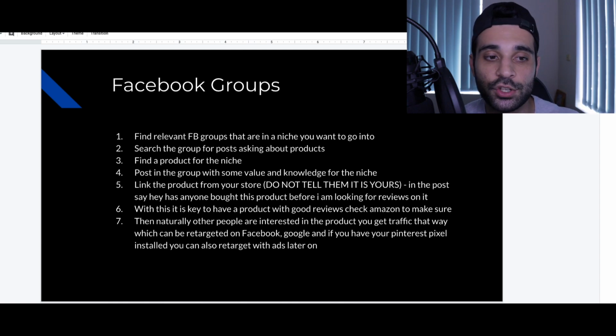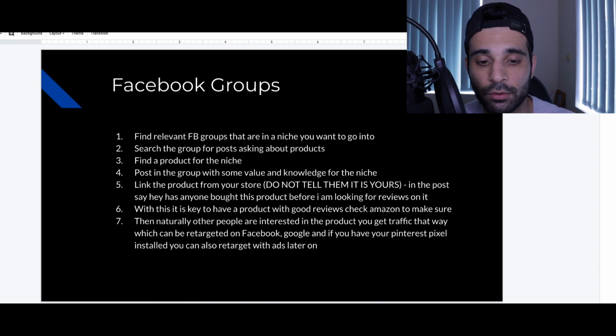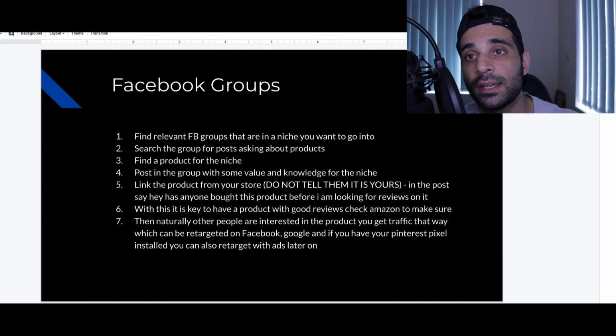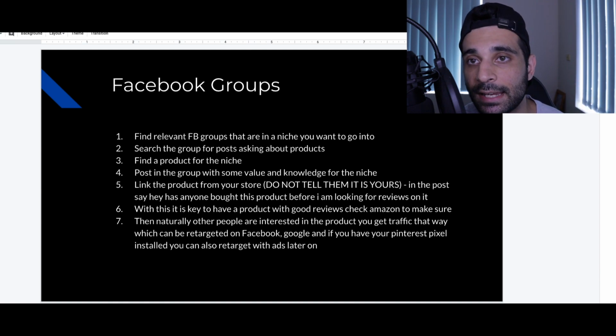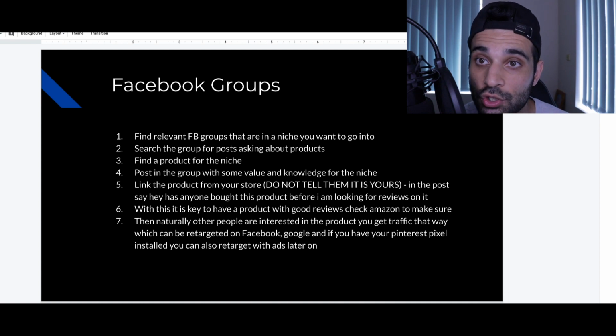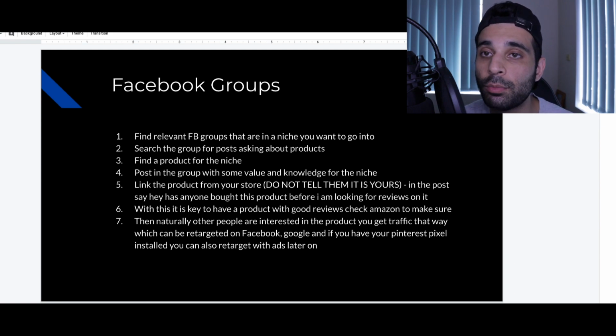So you go and check on Amazon to make sure that there are good reviews, 5-star reviews, right? Or 4.8, 4.5 reviews. So when people do go out from the Facebook group and search for themselves, all they see is good reviews. Now maybe they'll buy from Amazon or not, but more than likely they'll click the link in your post and buy from that store, which is your store, right? So you want to make sure you have a really good product. Do not have bad products. This is what's going to happen. Naturally, other people will be interested in the product.